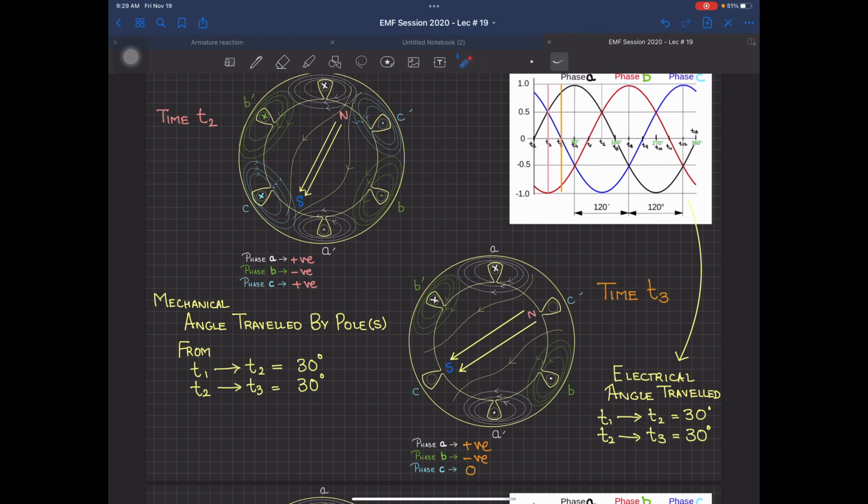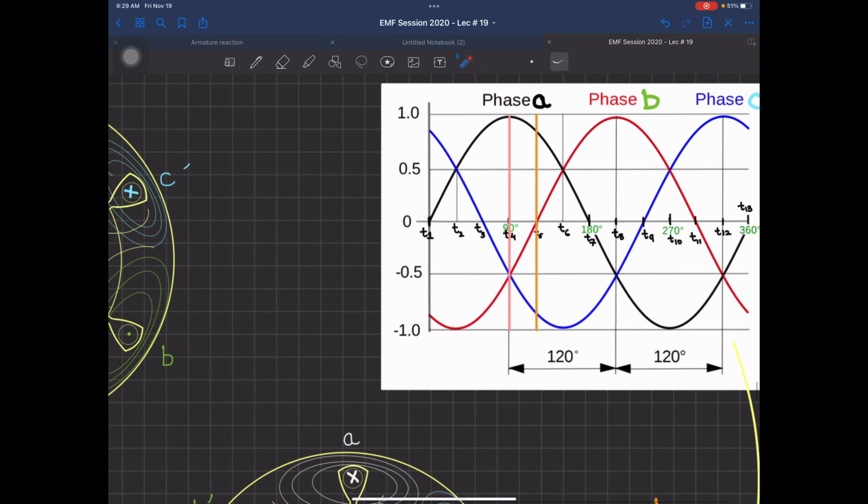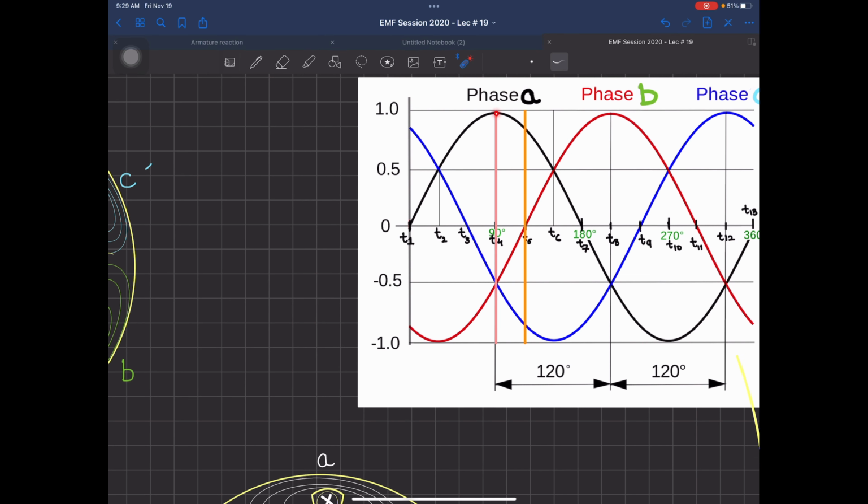Just confirm it out. Okay, now I've done this for almost all timestamps so that you are clear on this one. I'm showing this one over here. At time t4, phase A is having its peak. Phase B is at negative.